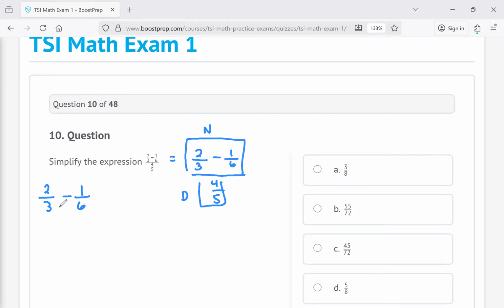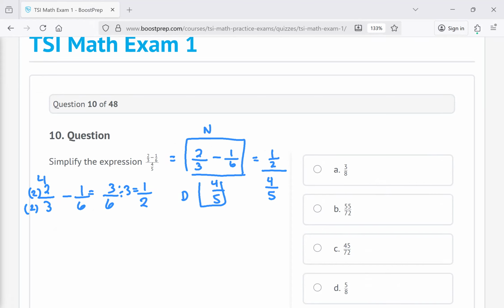Well, the LCD is 6, so I'm going to multiply here top and bottom by 2. And then 4 minus 1 is 3. And then on the bottom is your LCD, which is 6, which can be reduced by 3. So that would be 1 over 6 divided by 3 is 2. And so your numerator simplifies as 1/2 and your denominator is 4/5.